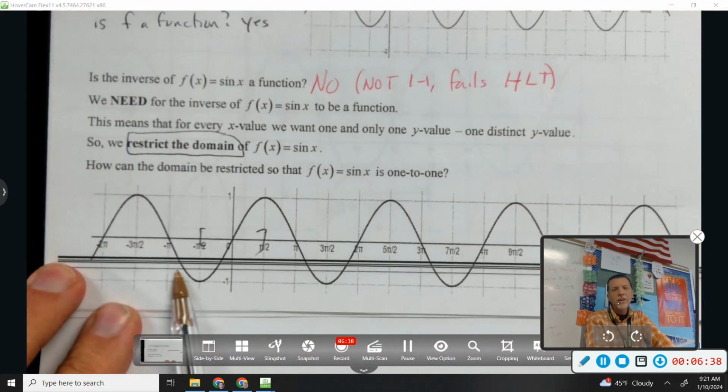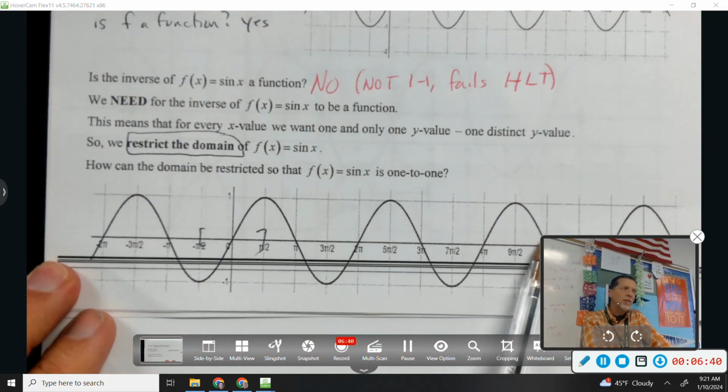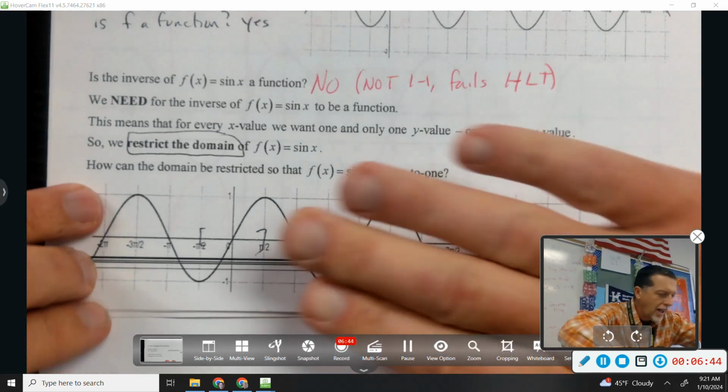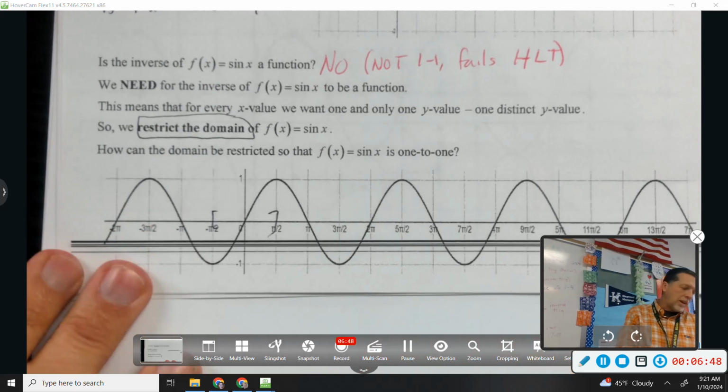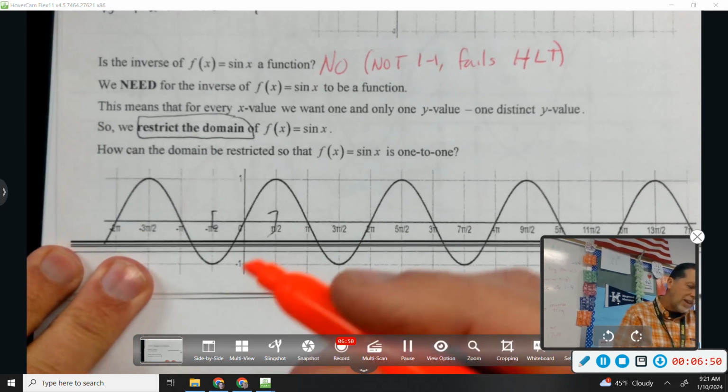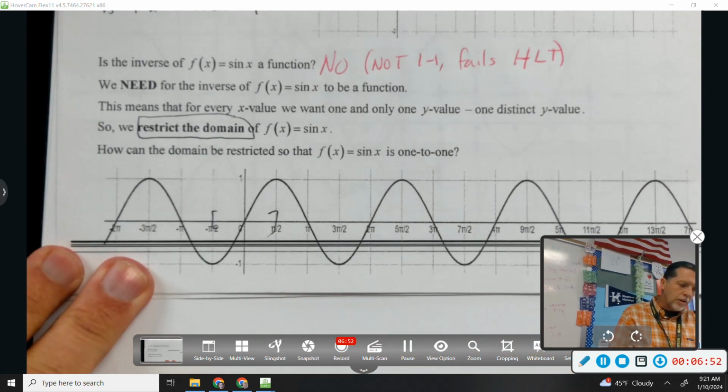Meaning, if I look at all of this graph, it definitely fails the horizontal line test. But if I say, well, what if I narrow down the window I'm looking at? I could make it pass the horizontal line test, and there's a whole bunch of windows you could pick. Just take half a period.